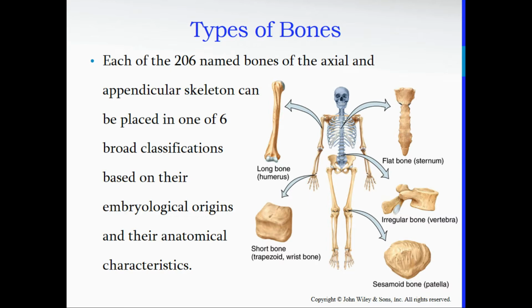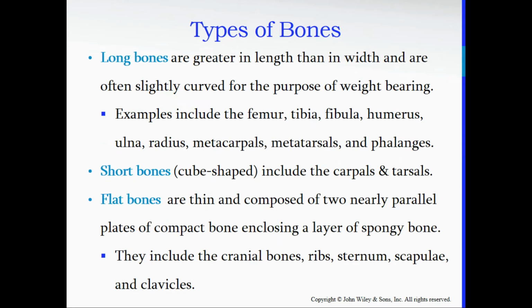Types of bones. Each of the 206 named bones of the axial and appendicular skeletons can be placed in one of 6 broad classifications based on their embryological origins and their anatomical characteristics, primarily their shape and what they are used for. Long bones, the name is pretty self-explanatory. They are greater in length than they are wide. They are often slightly curved for the purposes of weight bearing. Their strength is in arches. Examples include the femur, the tibia, the fibula, the humerus, the ulna, the radius, the metacarpals, the metatarsals, and your phalanges.